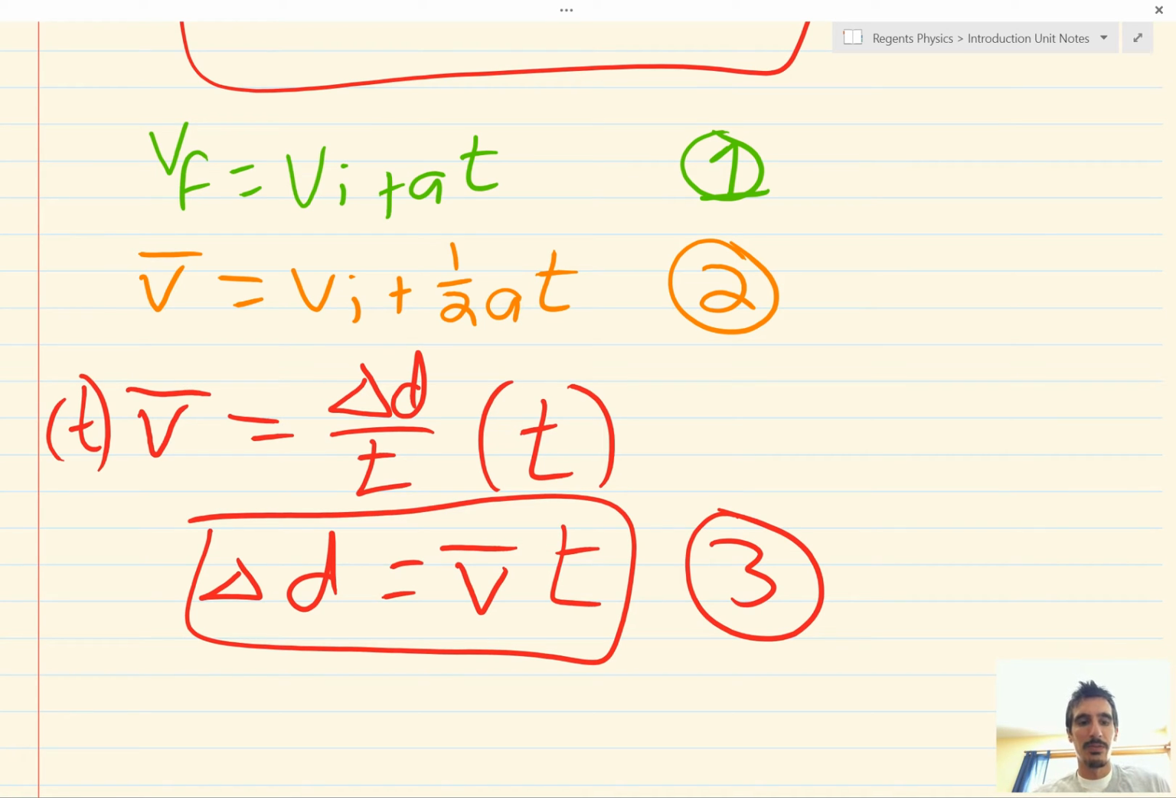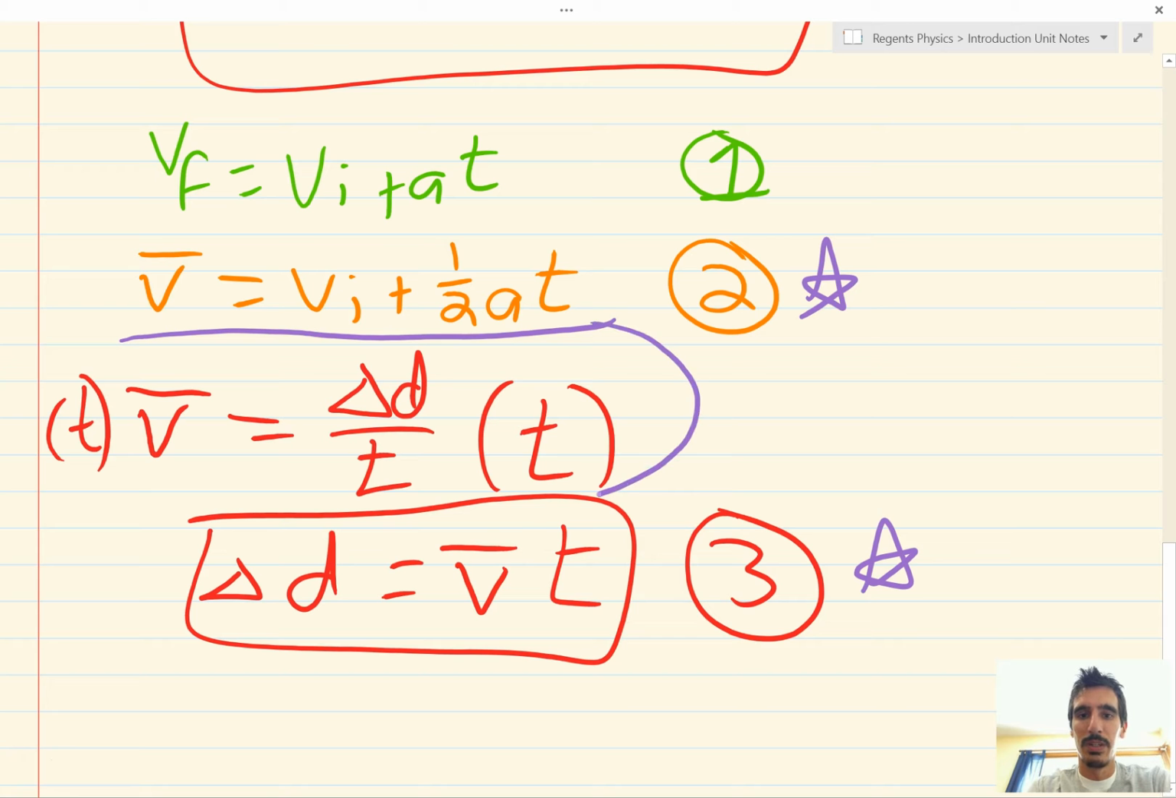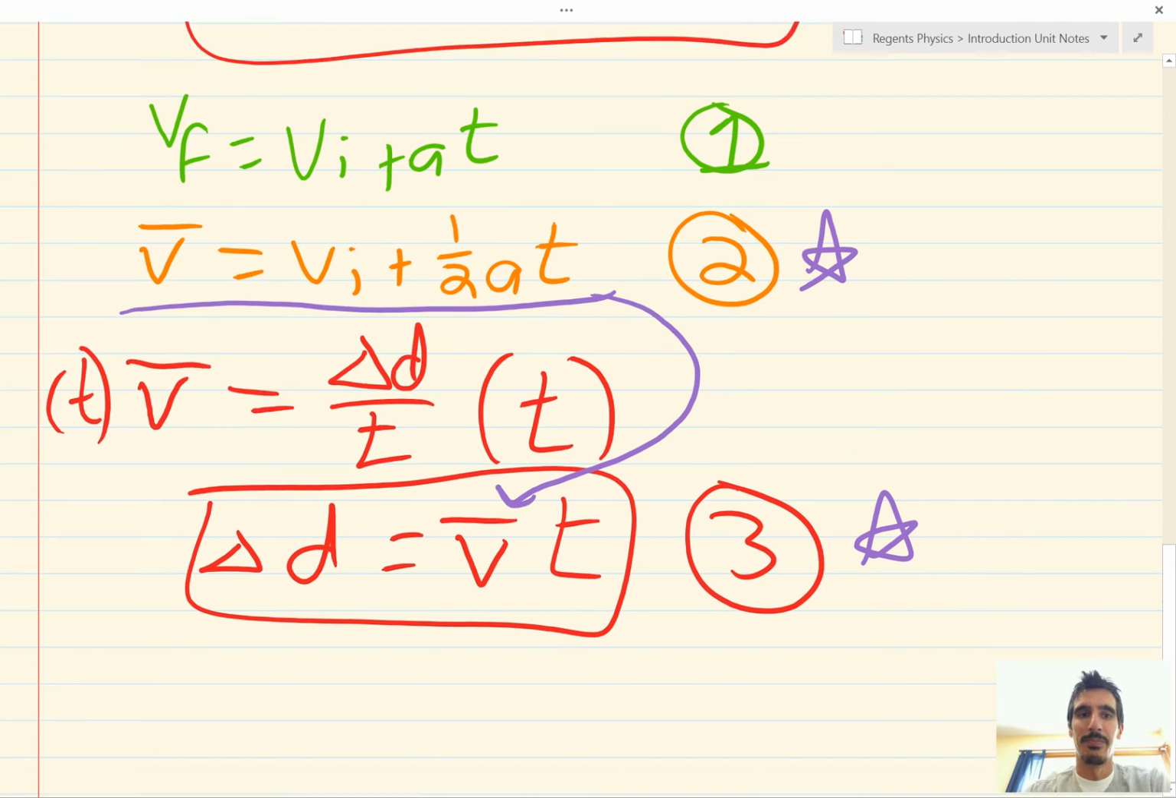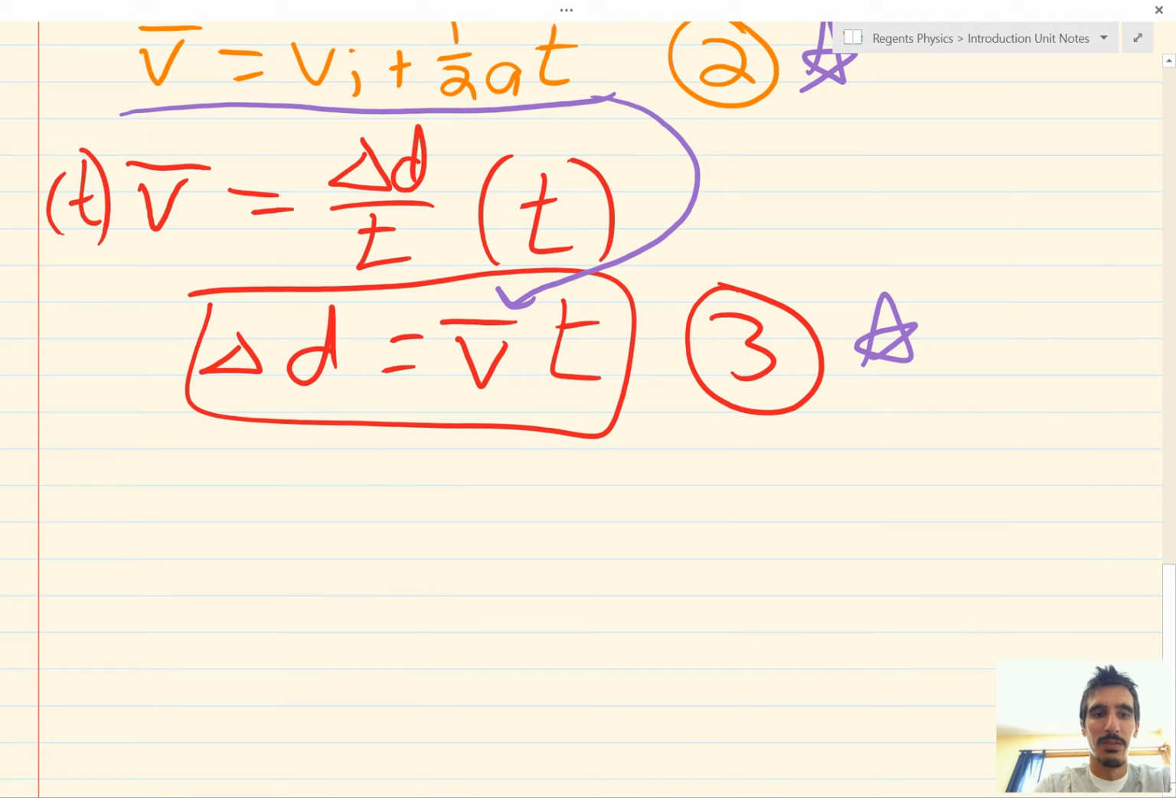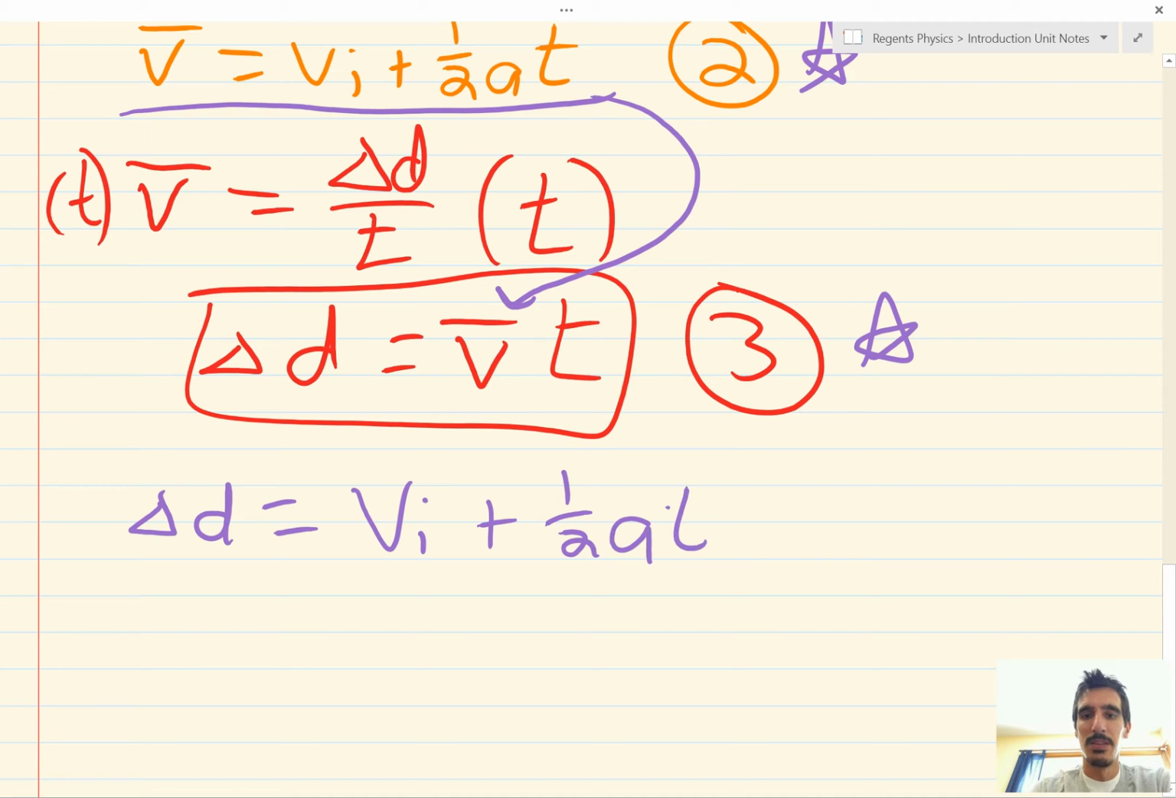Alrighty, so to finally create an equation in our reference table, what we're going to do is take the average velocity from formula number 2 and plug it into formula number 3. So the average velocity from here, we're going to plug it in to right there. So let's do it and expand it. We've got the change in distance is equal to average velocity, that's VI from equation 2, plus 1/2 AT. That's this right here, the average velocity, and we have to multiply everything by time.